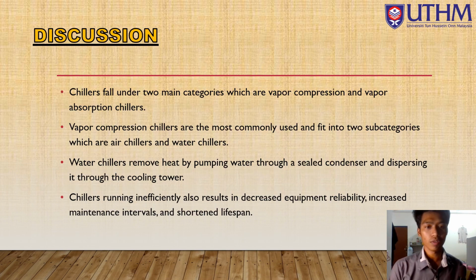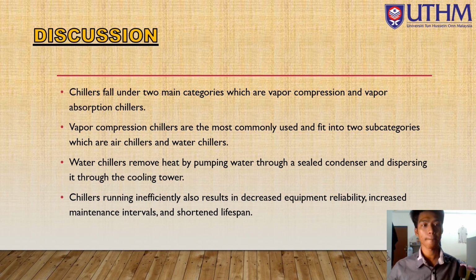Okay, for the discussion, first, chillers fall under 2 main categories, which are vapor compression and vapor absorption chillers. Second, vapor compression chillers are the most commonly used and fit into 2 subcategories, which are air chillers and water chillers. And the third, water chillers remove heat by pumping water through a sealed condenser and dispersing it through the cooling tower. And the last, chillers running inefficiently also result in decreased equipment reliability, increased maintenance intervals, and shortened lifespan.